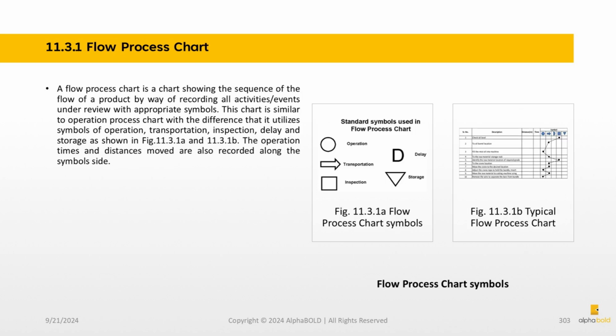A flow process chart is a chart showing the sequence of the flow of a product by way of recording all activities/events under review with appropriate symbols. This chart is similar to operation process chart with the difference that it utilizes symbols of operation, transportation, inspection, delay, and storage as shown in figure. The operation times and distances moved are also recorded along the symbol side.